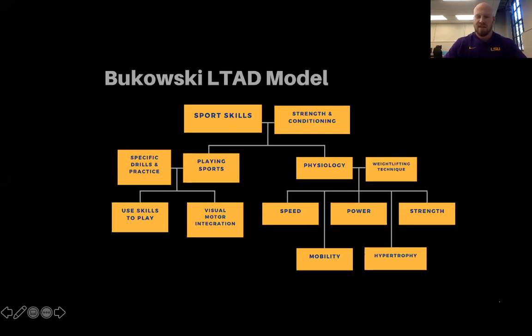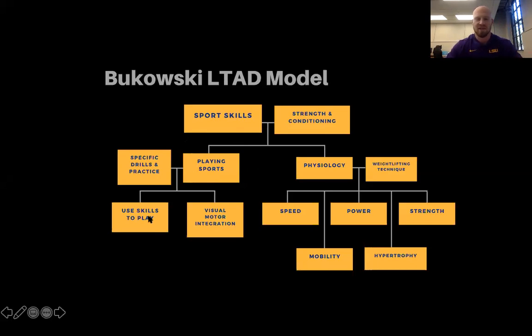So this is kind of just a short model that I put together. All of this is going to be described within each stage of the model. We're going to give them examples of sports skills and strength and conditioning, the periodized program. For example, for sports skills, we're going to give specific drills and practice or training interventions, and specific guidelines on how often they should be playing sports, what sports they should be playing, and how it's all going to transfer.